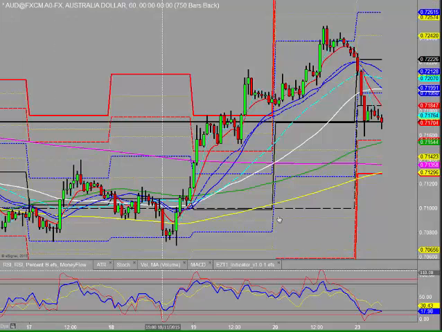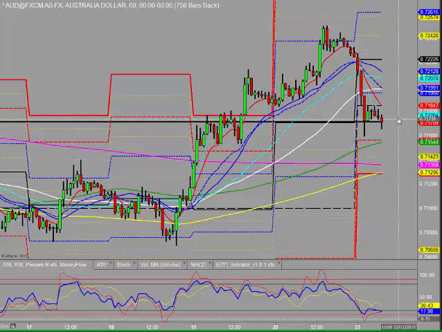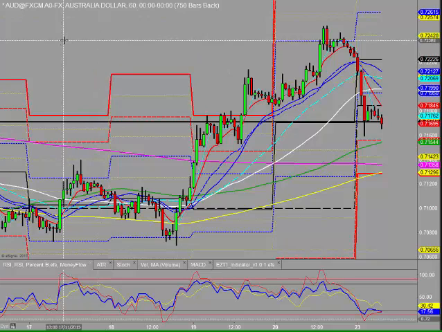So any rallies that we see coming across in the pound and the euro may drag up the Aussie dollar as well. But at the moment, it's looking relatively weak, having put in lower highs and broken prior lows as well. So as I say, relatively weak there.